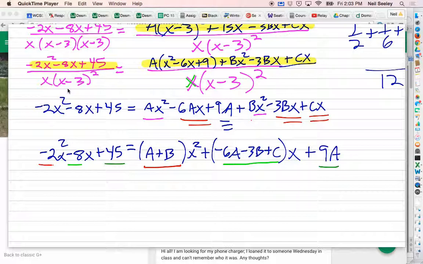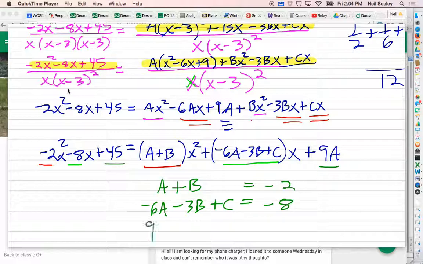So even sorting it into this order, just think of the goal: I am trying to make the right-hand side in the same form as the left-hand side, so I can literally say, whatever's in front of x squared has got to be negative 2. Whatever's in front of x needs to be negative 8. And whatever's in front of that constant's got to be 45. That's the system we're going to solve. A plus b has got to be negative 2. Negative 6a plus or minus 3b plus c, that's got to be negative 8. And 9a, that's got to be 45.